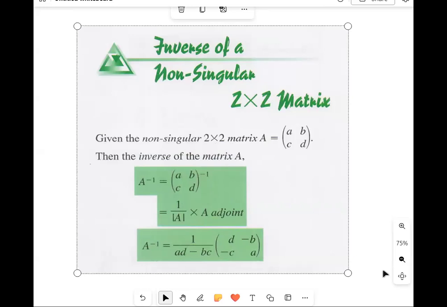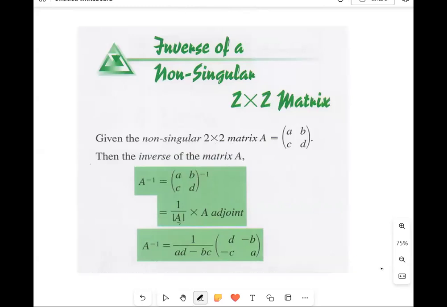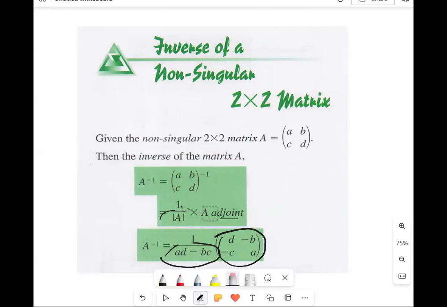So notice how you get the inverse of a matrix. You first of all find the determinant, then 1 over the determinant times the adjoint, the adjoint matrix of the original matrix. So this is the determinant here, 1 over it, and this is the adjoint of A. Simple as that. And that's why I was telling you about the determinant business and then the adjoint of a matrix. Not much to it.